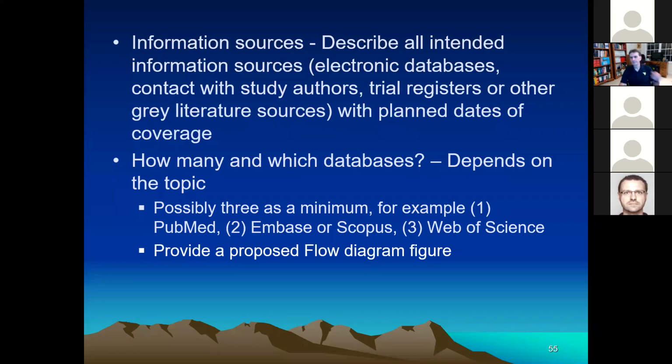And you're going to provide a flow diagram when you do your meta-analysis, but I think it's a good idea to include one in your protocol that you're going to try to publish in a peer-reviewed journal.